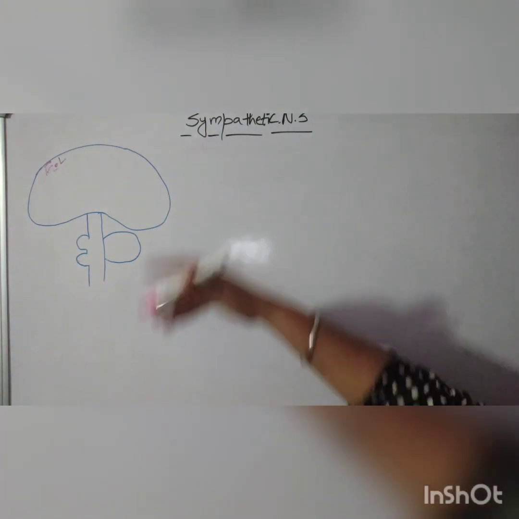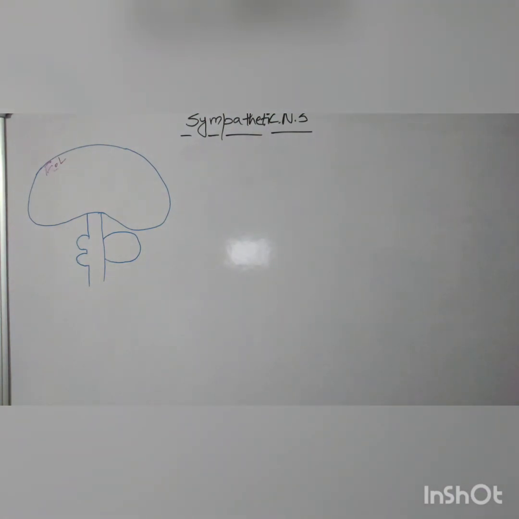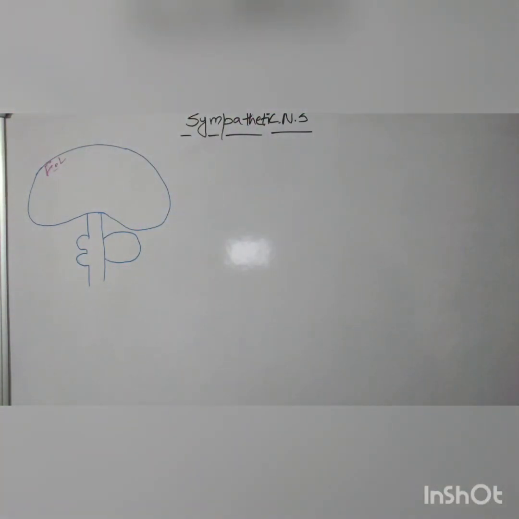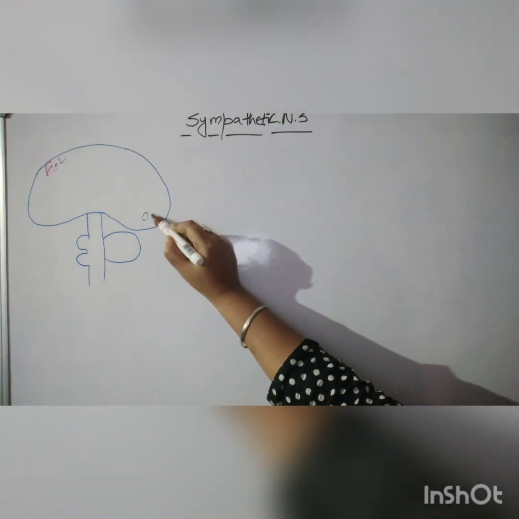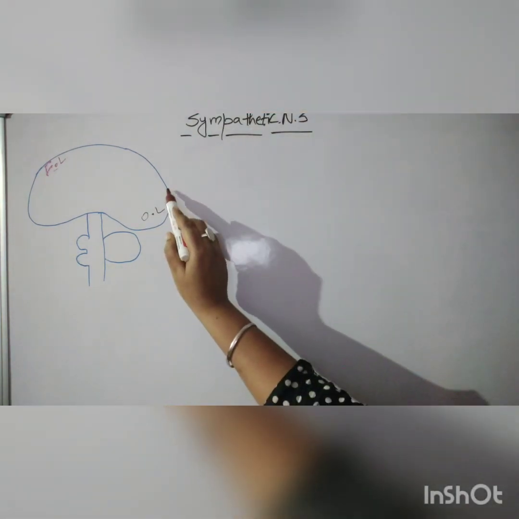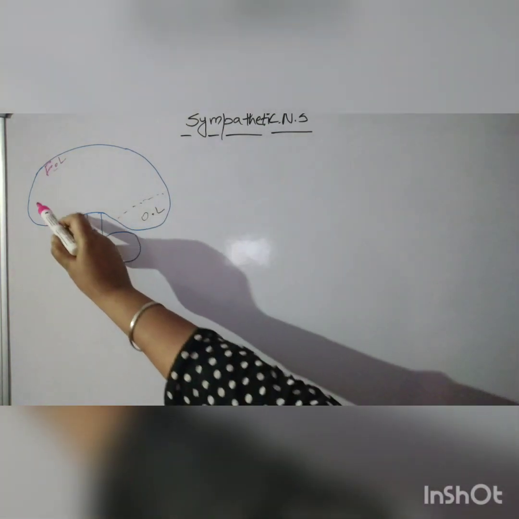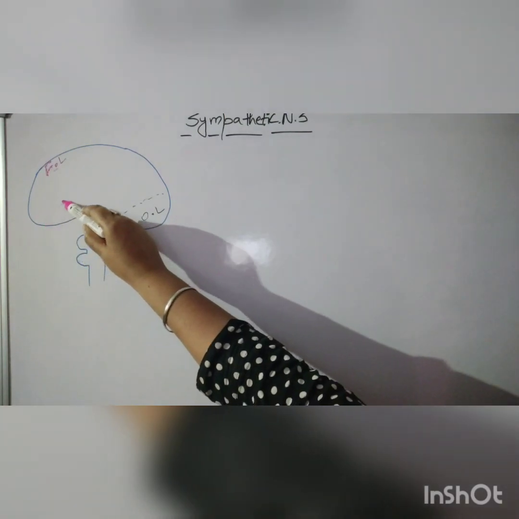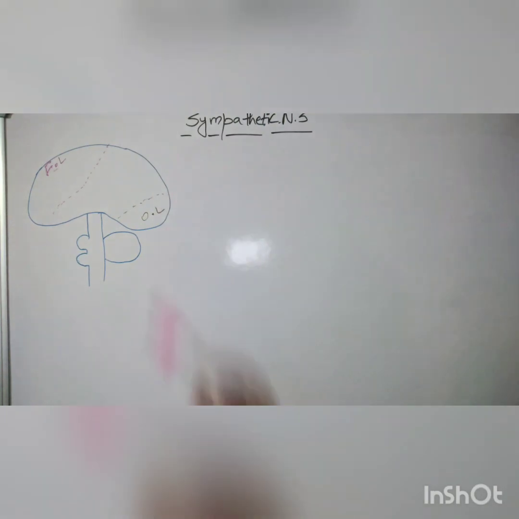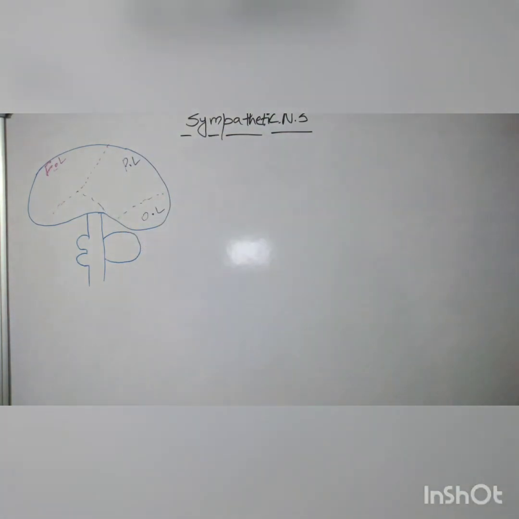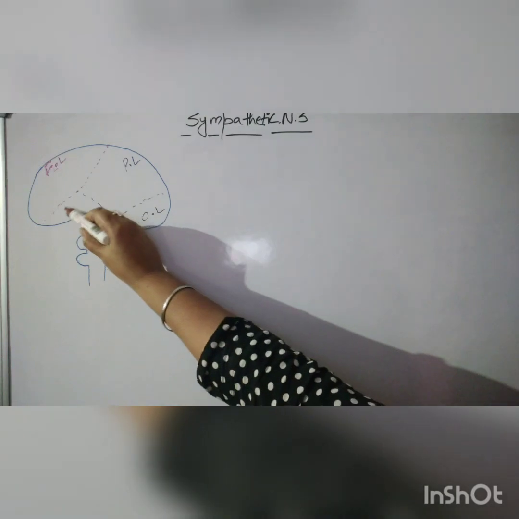Suppose this is your brain, the lateral segment. Suppose this is your frontal lobe, then this will be your occipital lobe. You know all these sections we have already discussed. This is your parietal lobe and this is your temporal lobe.